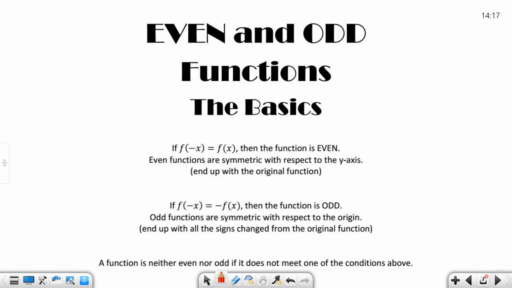It doesn't have to be either one of those. A function is neither even nor odd if it does not meet one of the conditions above. So either it is the function, it's even; every sign changed, it's odd; or it's neither even nor odd.